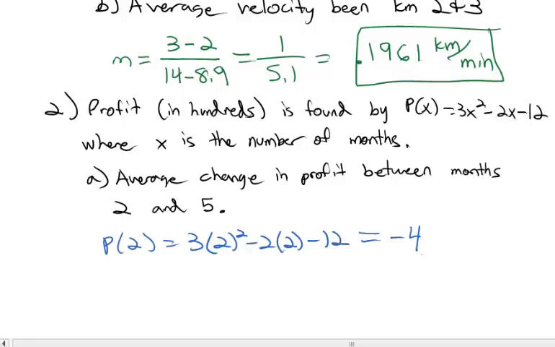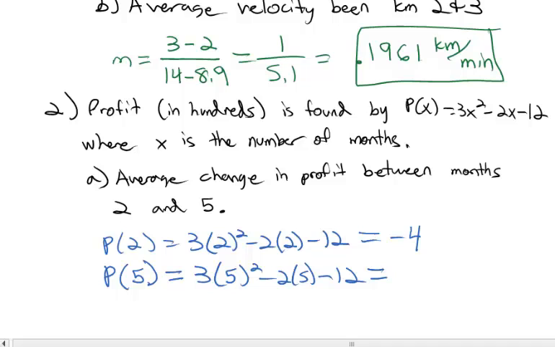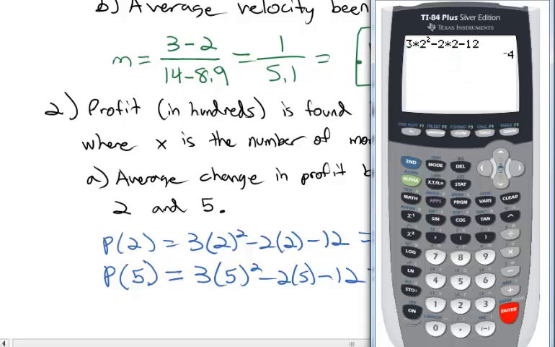P of 5, finding out what's happening in month 5, we do 3 times 5 squared minus 2 times 5 minus 12 equals, bring up the calculator, 3 times 5 squared minus 2 times 5 minus 12. Now we're up to a positive 53.